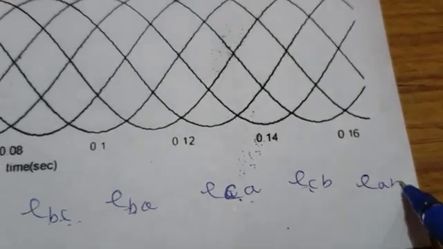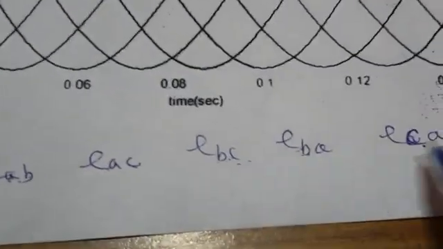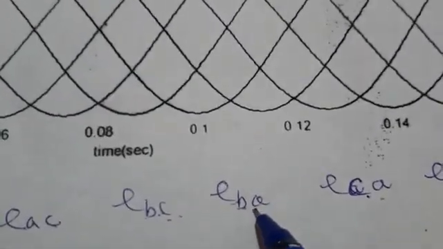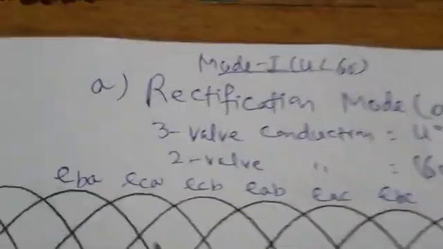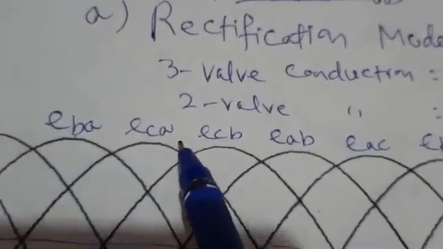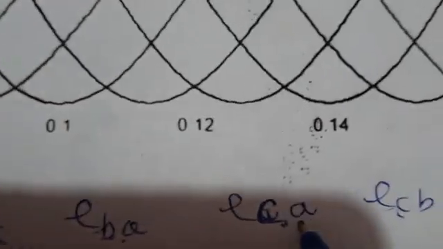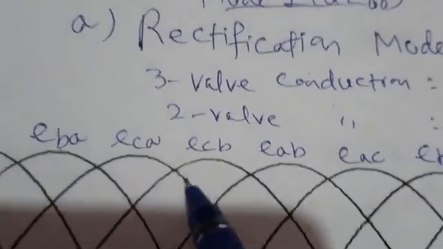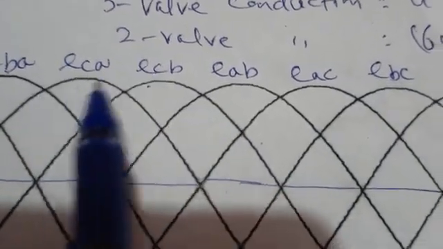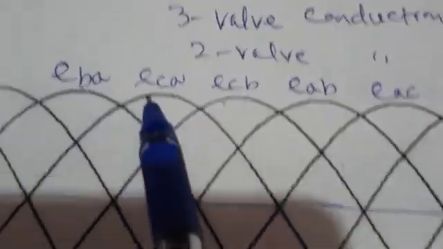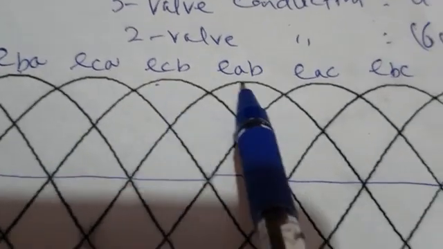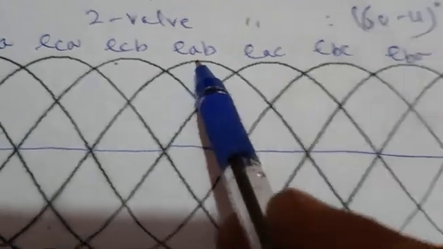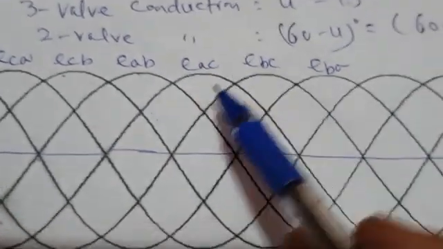Then again EAB. So this is how these line voltages follow. Following the same, you see EBA here is followed by ECA. Here also I have written EBA followed by ECA. Then you can see here ECA is followed by ECB, and ECB is followed by EAB. Then EAB is followed by EAC.